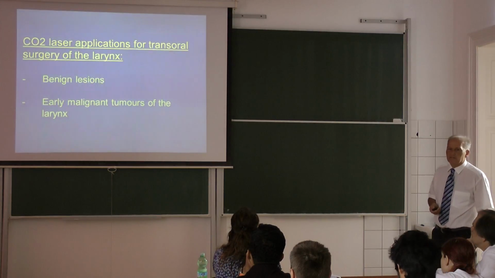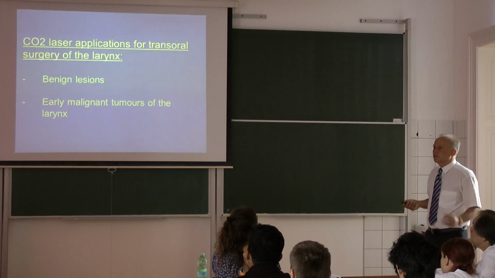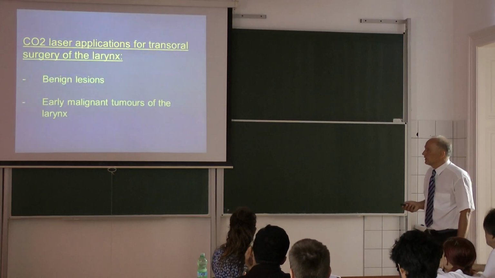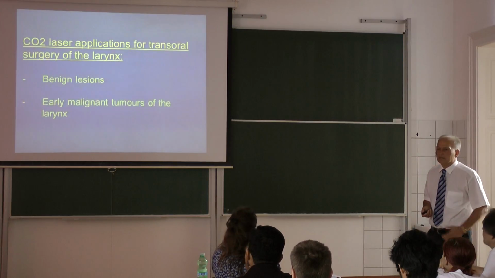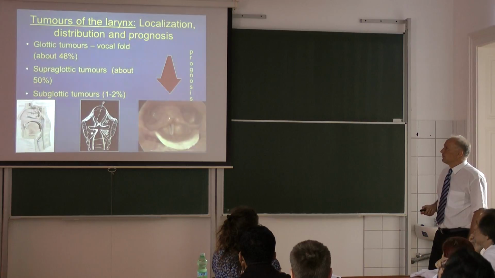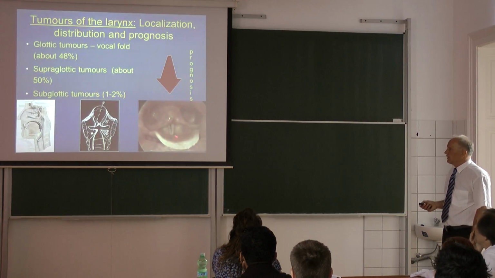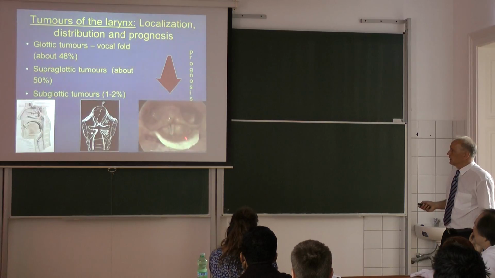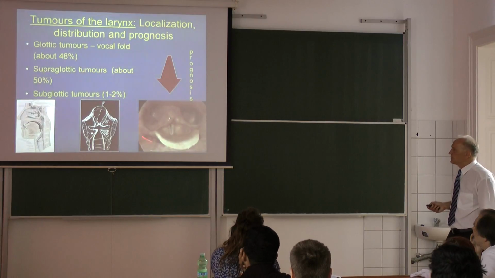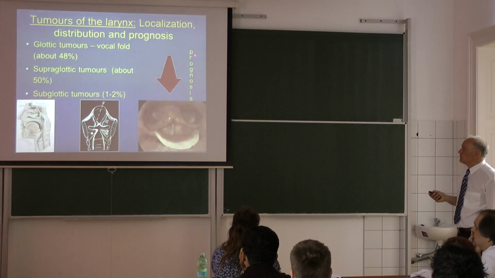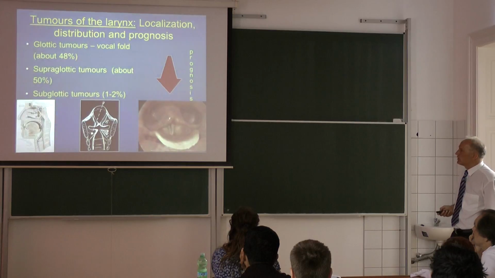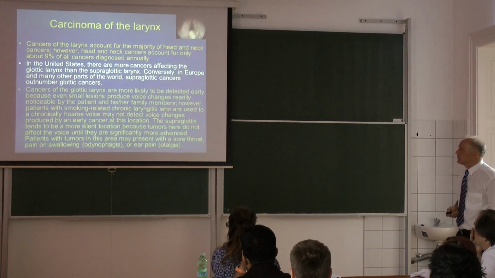This CO2 laser is basically used for every kind of laryngeal and pharyngeal disease, but for benign lesions and early malignant lesions of the tumor. This means a malignancy, so cancer, as you know. So we have tumors of the glottic area. This is a vocal fold here, and over the vocal fold is the supraglottic area, and the prognosis is lower from the glottic to the supraglottic and subglottic tumors. So we have a lot of glottic and supraglottic tumors.